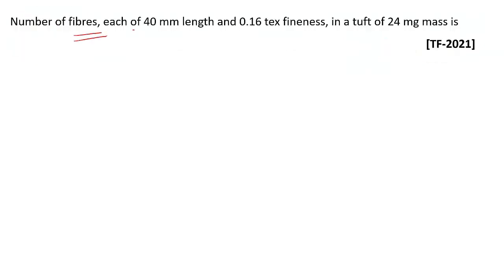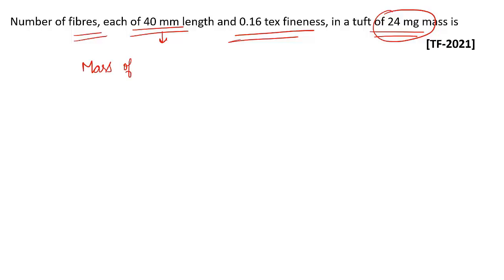The number of fibers, each of 40 mm length and 0.16 tex fineness, in a tuft of 24 milligram mass is. So you have to find the number of fibers. It is also a 1 mark question. It is a direct simple textile calculation. What is the length of single fiber? It is 40 mm. And what is the mass? It is 24 mg. So the mass of tuft is given as 24 milligram.